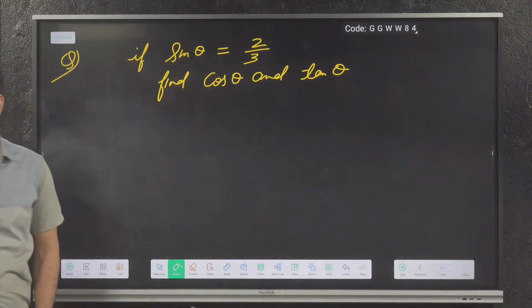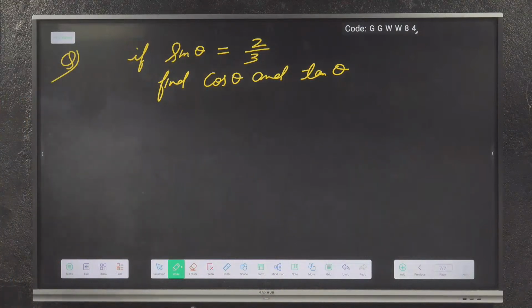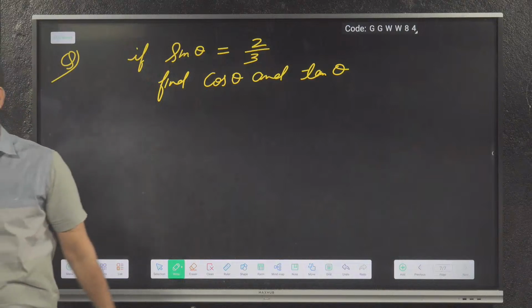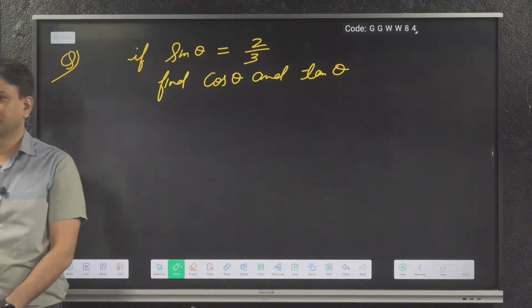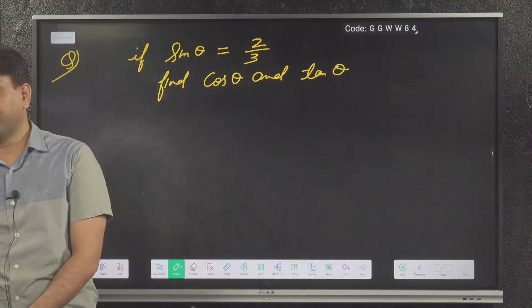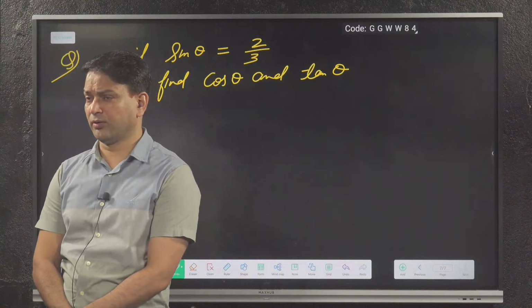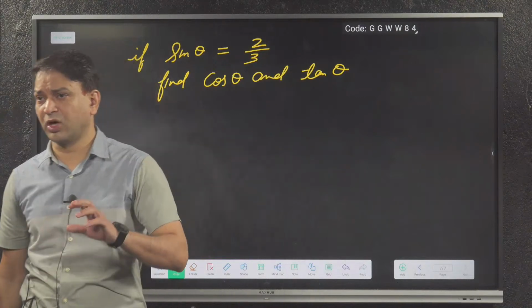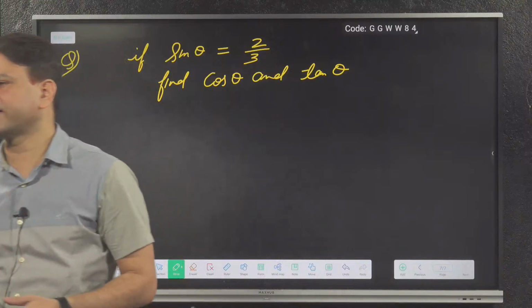First you will do, then I will say. If sine theta is equal to 2 by 3, then we have to find the value of cos theta and tan theta. Now listen. Sine theta I gave 2 by 3.